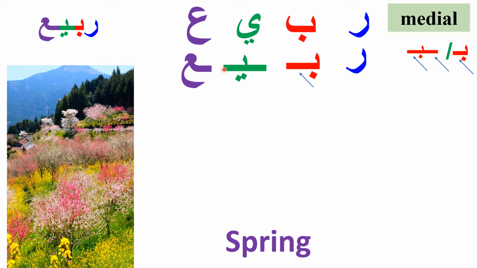Okay, so here is an extension for the ba, here is an extension for the ya, here is another extension for the ya to the left, and one for the ain to the right. When they form the word Rabi', they come closer to one another and they give us the word Rabi'. This one, Rabi', meaning spring, as season spring.